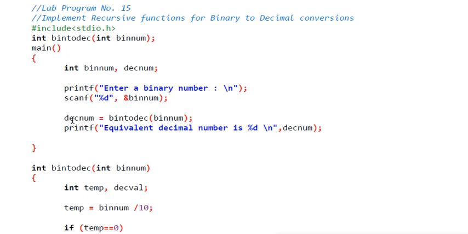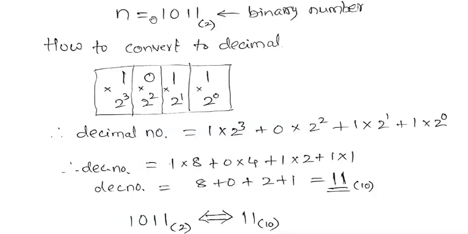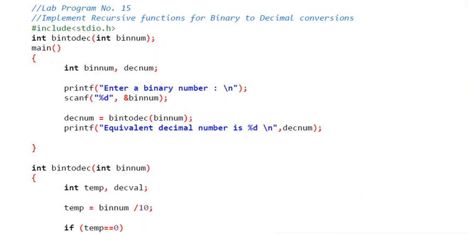Now what we will do is decimal number is equal to bin to decimal. This is the function call, and bin to decimal is the name of the function. Whatever the user has given, we are passing it. Let us say the user gives 1011. We will stick with the example we just took. We understand this binary number value is 1011.